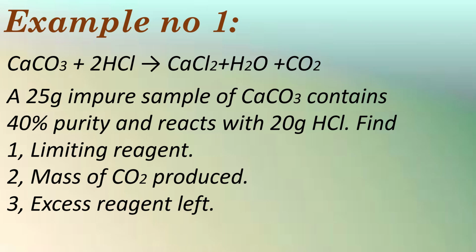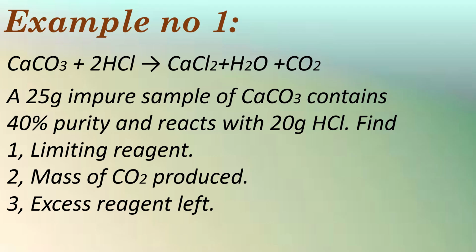Example number 1. Calcium carbonate, a salt, plus 2HCl, hydrochloric acid, gives us calcium chloride, a salt, plus water plus carbon dioxide, a gas. So this is a chemical reaction. A 25-gram impure sample of calcium carbonate contains 40% purity and reacts with 20 gram HCl. Find the limiting reagent, mass of carbon dioxide produced, excess reagent left. So in this reaction, calcium carbonate salt reacts with 2HCl, hydrochloric acid, a strong acid; calcium chloride, a salt, is formed, water and carbon dioxide are formed. This is a balanced chemical equation.